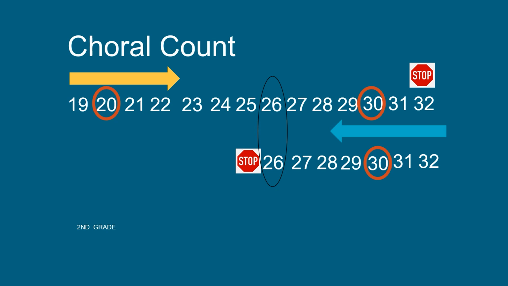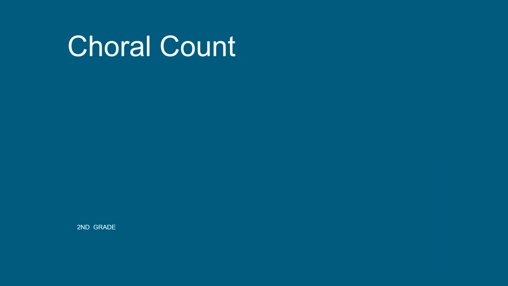Which one are we closest to though? And how do you know? 26 is 4 numbers away from 30, and 26 is 6 numbers away from 20. So 26 is closer to 30 than it is to 20. 26 would round to 30. Let's keep going.